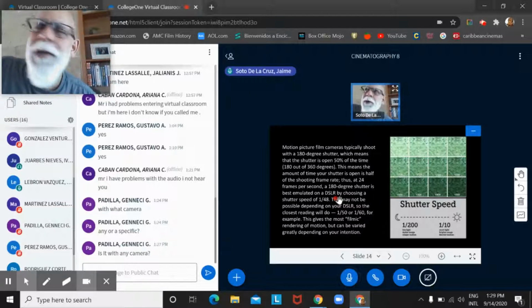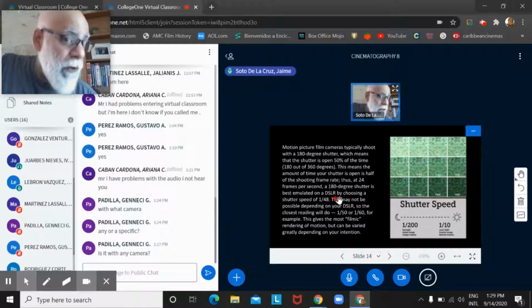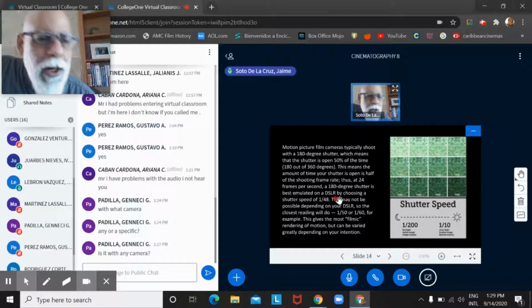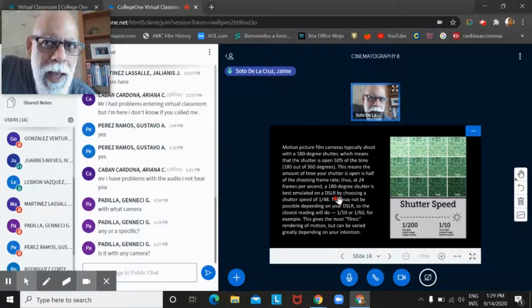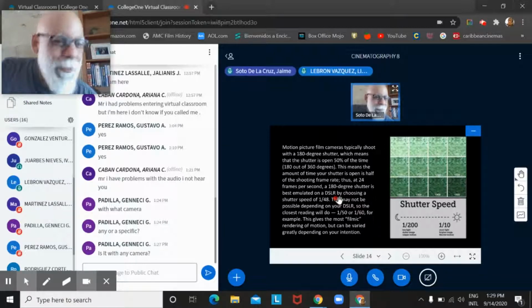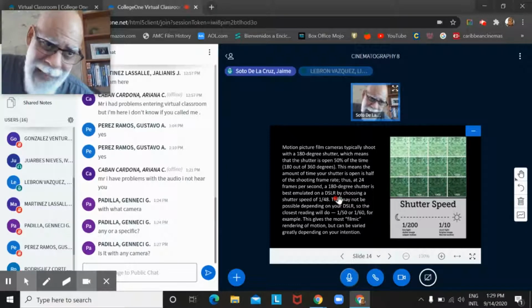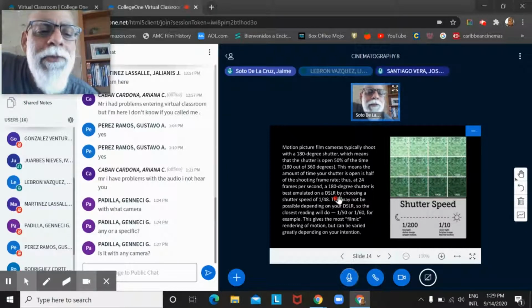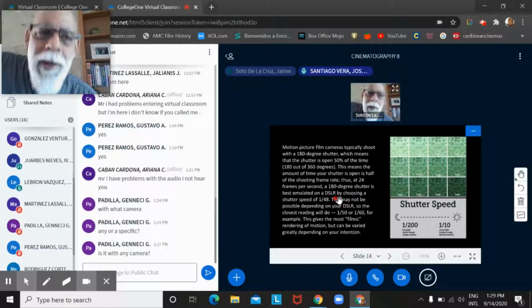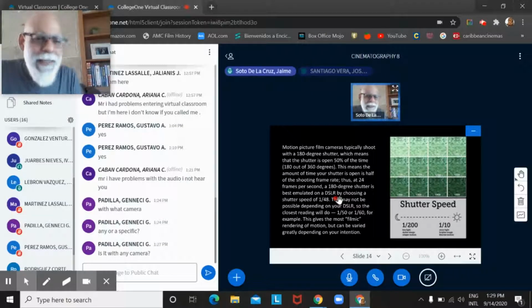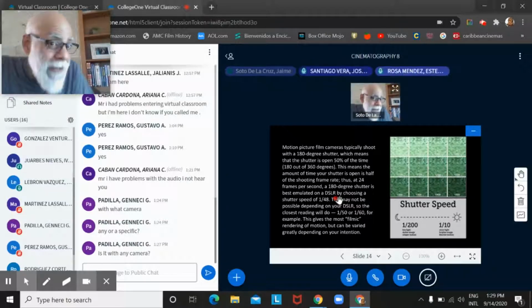Let me give you an example. Okay, sports photography. Let's talk about sports photography. How many of you have seen the poster of Michael Jordan up in the air making that slam dunk? That's a classic poster that I think everybody has seen. You know what I'm talking about? It looked like he's standing on the air, but he's not.